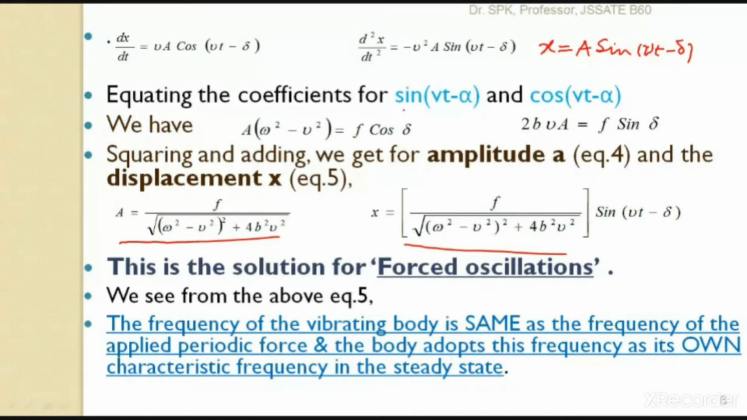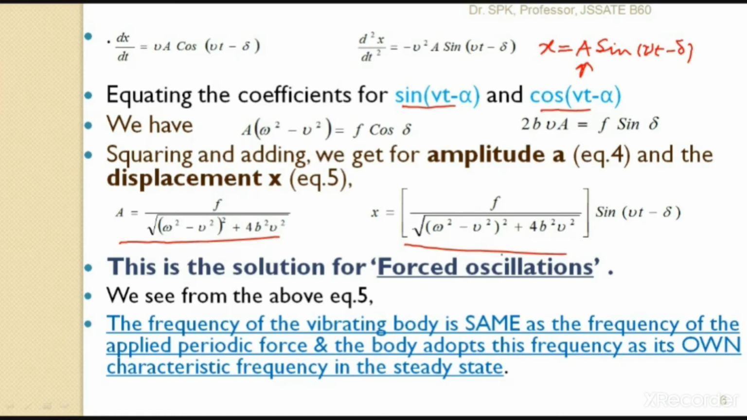We sorted out the coefficients of sin(μt − α) and cos(μt − α), and by doing so, we got these two expressions: A(ω² − μ²) = f cos δ, and 2bμA = f sin δ. Using these two, by squaring and adding, we got this expression for A. Now, substituting this A into this particular expression here, we got this expression, and this is the solution for the forced oscillations.